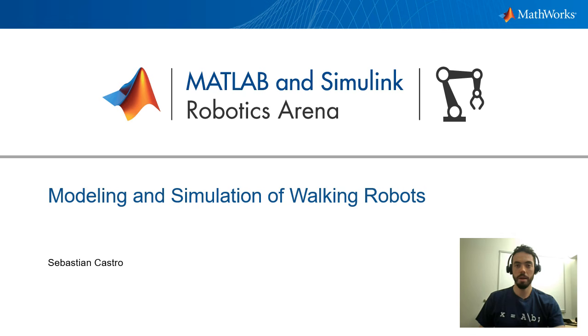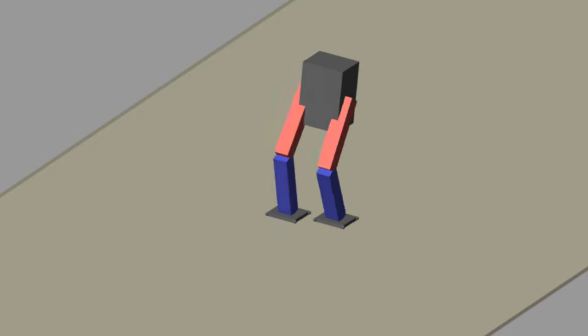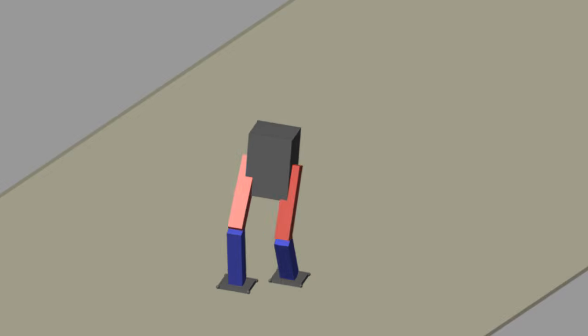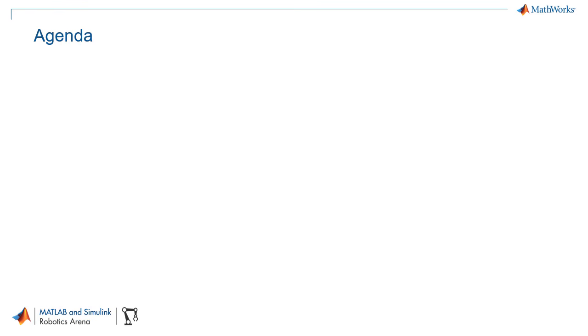In this video, we'll be talking about modeling and simulation of walking robots. By the end of this video, you will learn how to model a bipedal humanoid robot using Simulink and Simscape Multibody. We'll start by modeling the three-dimensional mechanics of the robot, including all the rigid bodies and degrees of freedom that make up the system, along with properties such as dimensions, mass and inertia, stiffness, damping, and so on.